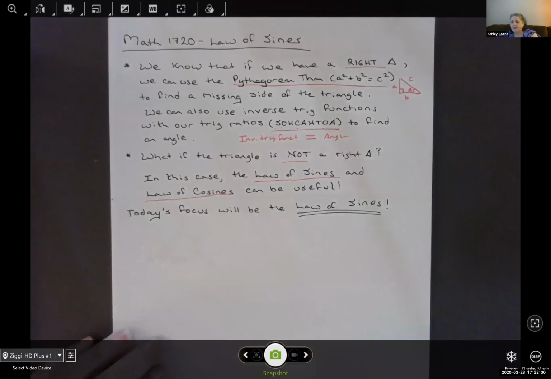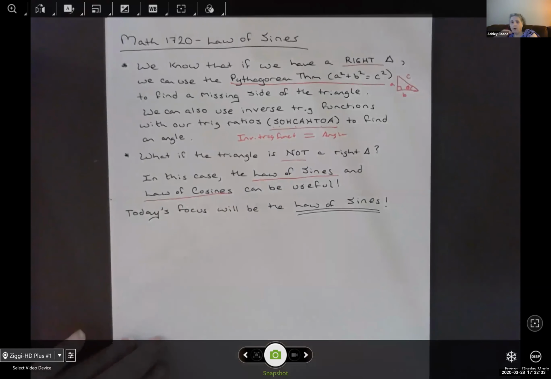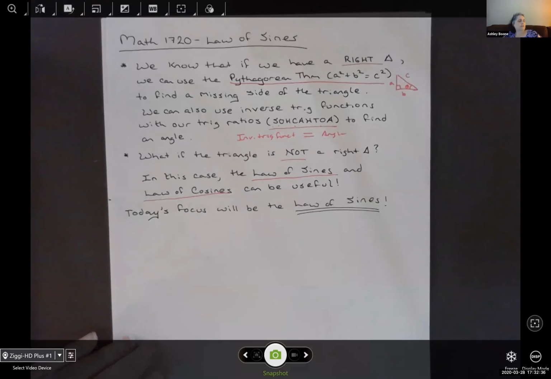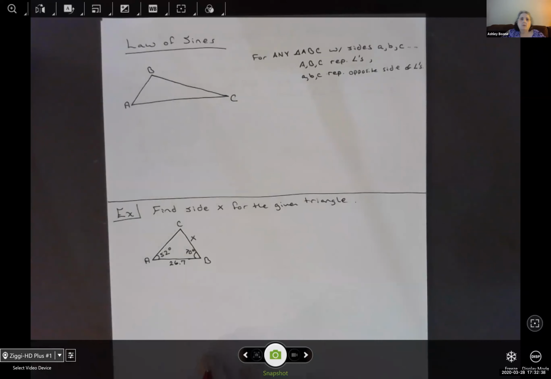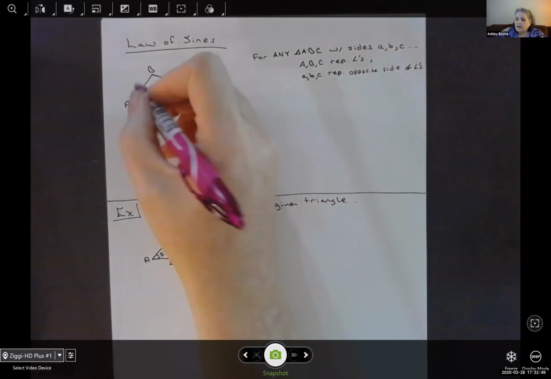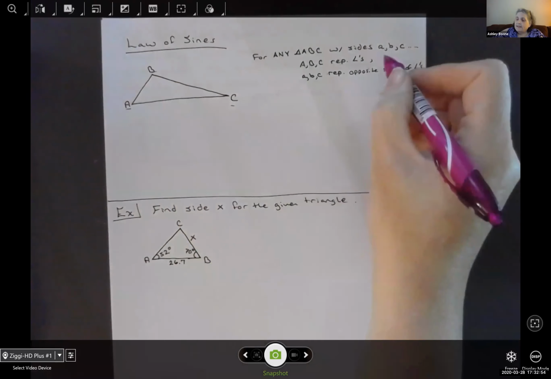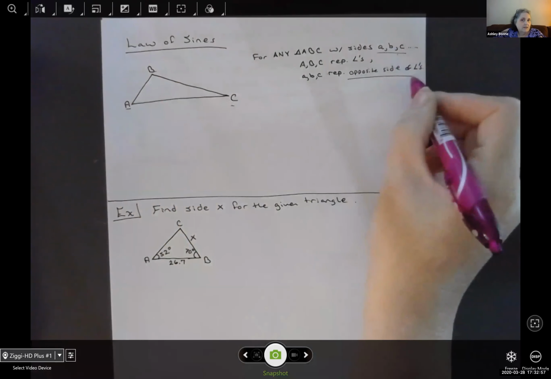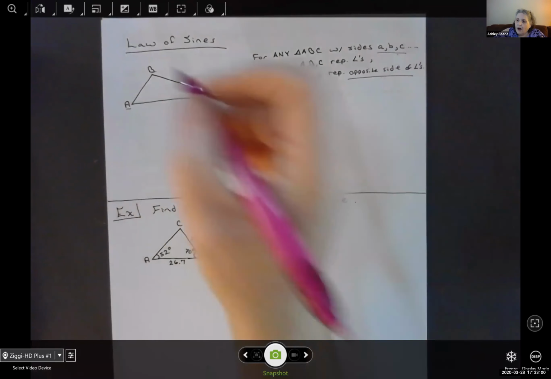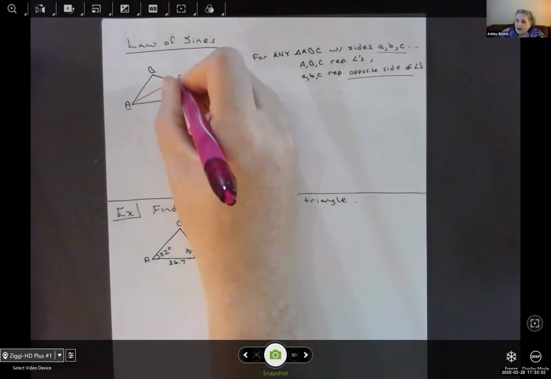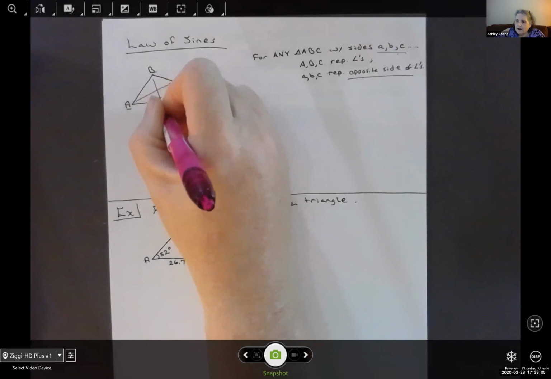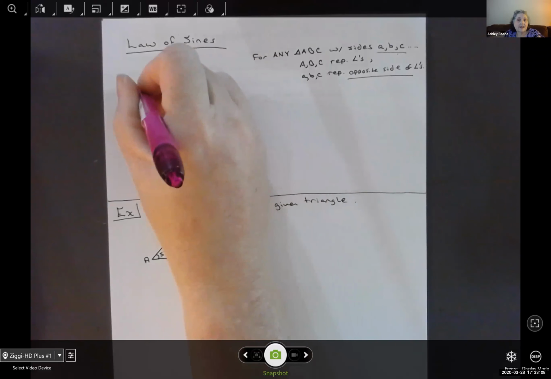Let's go ahead and define law of sines. So again, that's our focus today. When we think about the law of sines, if you have any triangle A, B, and C, the angles are labeled with the capital letters A, B, C. We use sides with lowercase, and the sides are opposite their respective angle. So the opposite of angle A is side A. Opposite of angle B is side B. Opposite of angle C is side C.